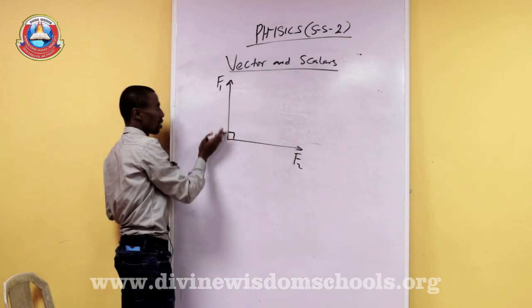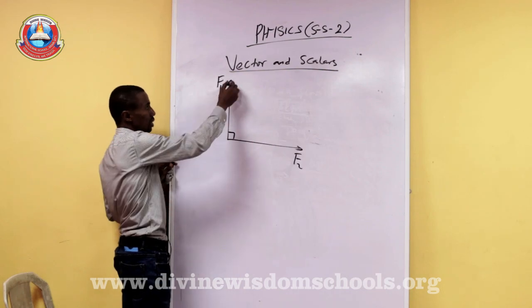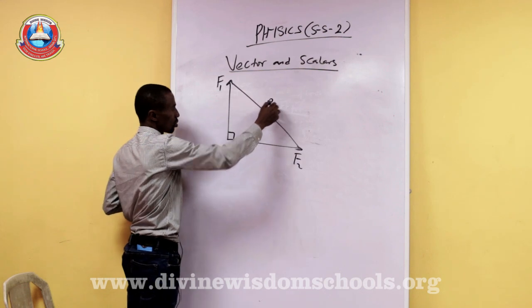So this is one vector acting perpendicular to the other. So how do we determine the resultant? It is the line that joins these two vectors together. This is called the resultant.